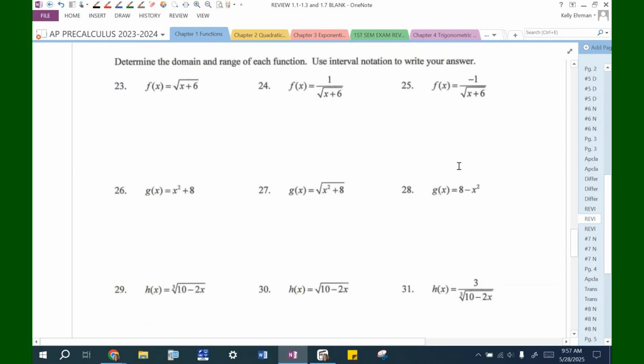Okay, domain and range. Remember, you can go back to that packet and practice those too. For a square root function, we set the expression greater than or equal to 0 for domain. And then just solve that. x is greater than or equal to negative 6. That would be negative 6 to infinity. For the range, it's a square root function. It hasn't been shifted vertically at all. So you can get 0 out of a square root function and anything positive.